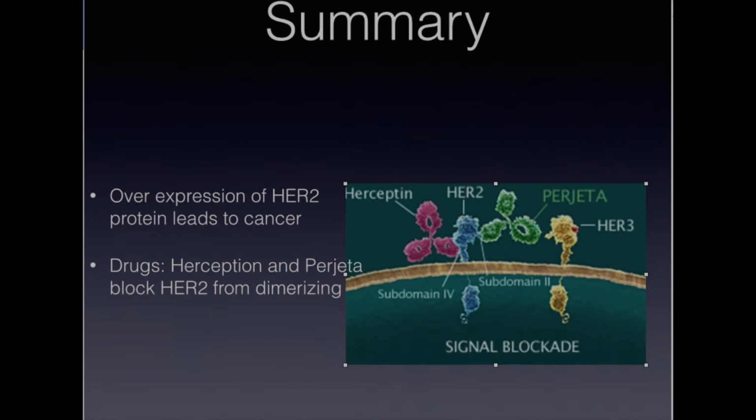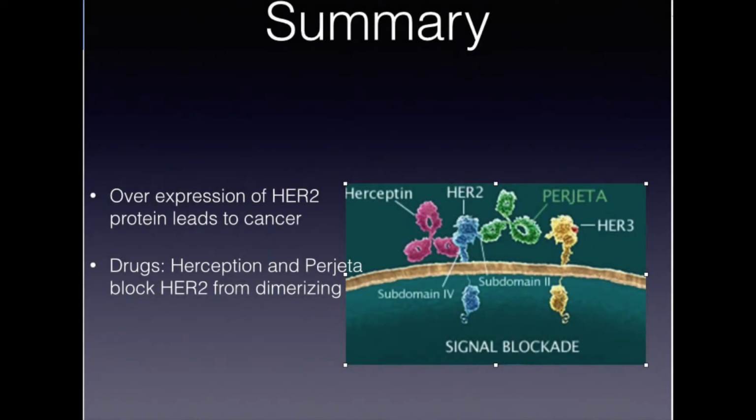As you know now, an overexpression of HER2 proteins will lead to uncontrolled cell growth, which leads to cancer. These cancers, referred to as HER2 positive breast cancer, tend to be higher risk cancers, but certain types of chemotherapy and targeted therapy work well to treat this. Drugs like Herceptin and Perjeta are most commonly used to specifically block HER2 proteins from dimerizing.